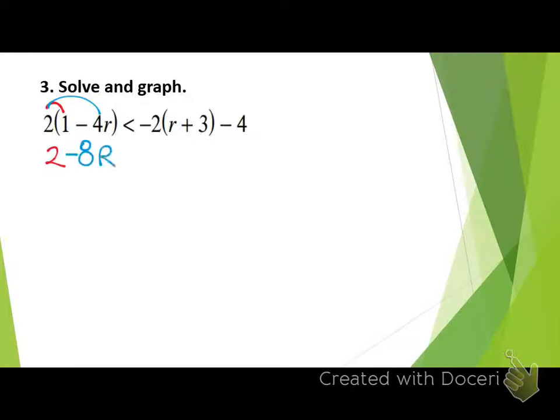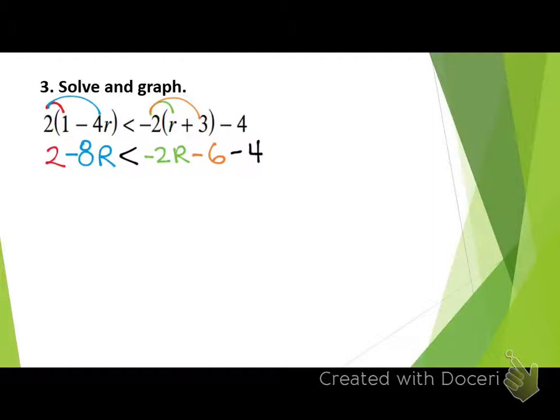Negative 8r is less than... and then negative 2 times r, negative 2r. And then last, we have negative 2 times positive 3, negative 6. Is this negative 2 multiplying times the negative 4? No. It's not in the parentheses, so all we're going to do is drop down the negative 4. We didn't do anything with it. You don't multiply, it's not in the parentheses. We just leave it be for now.